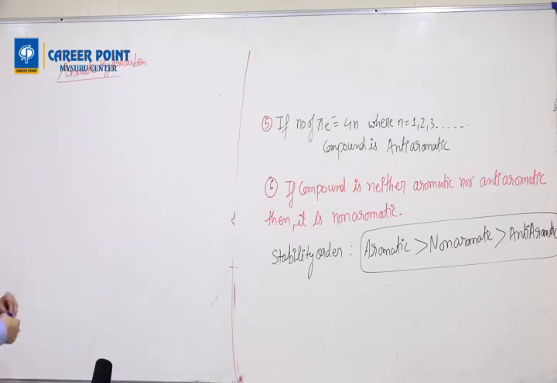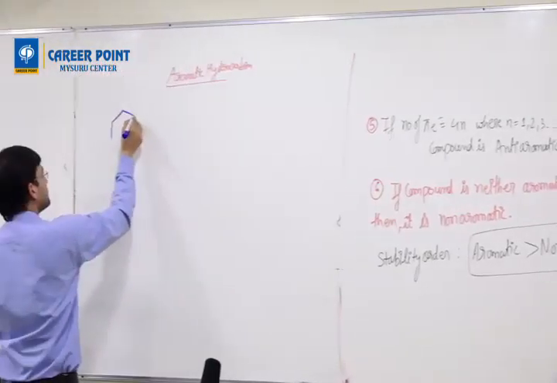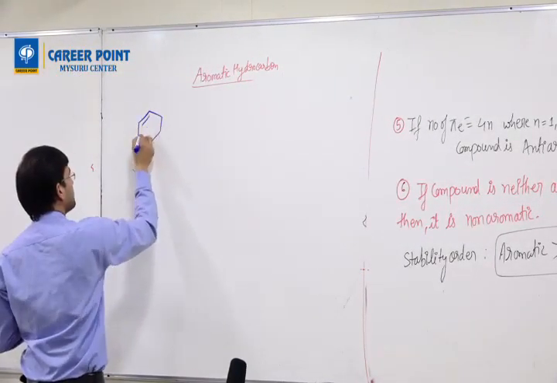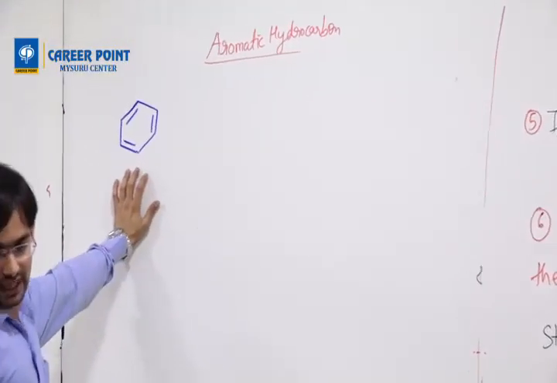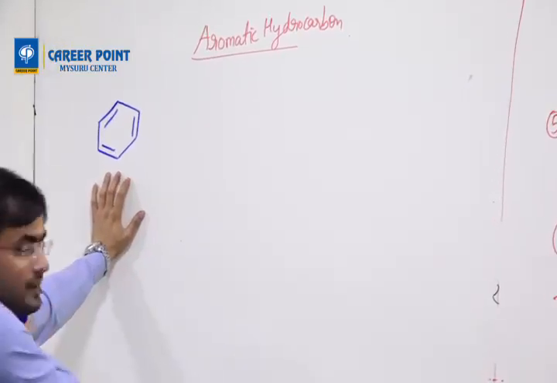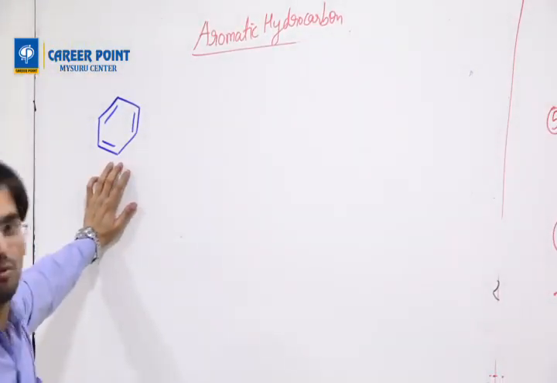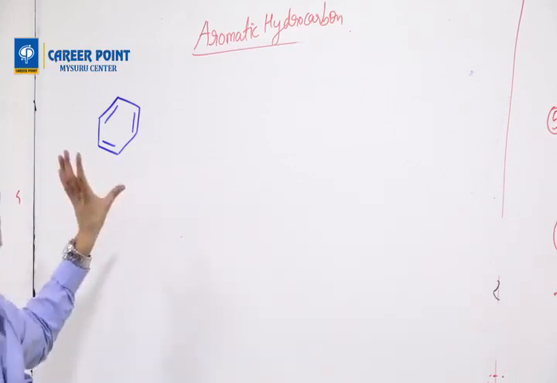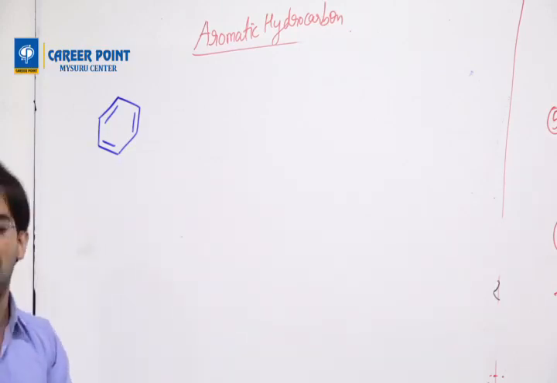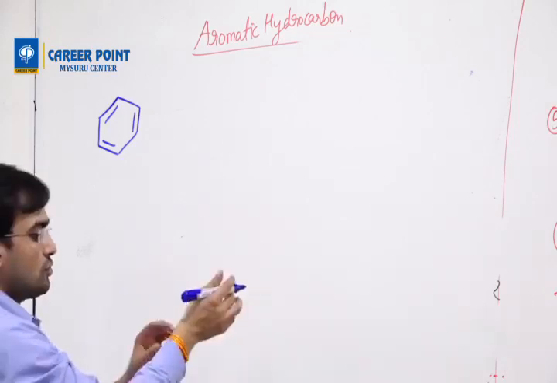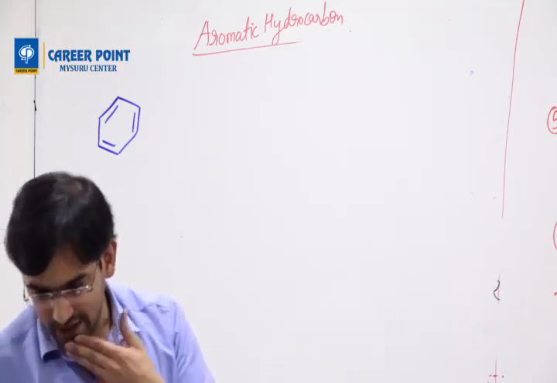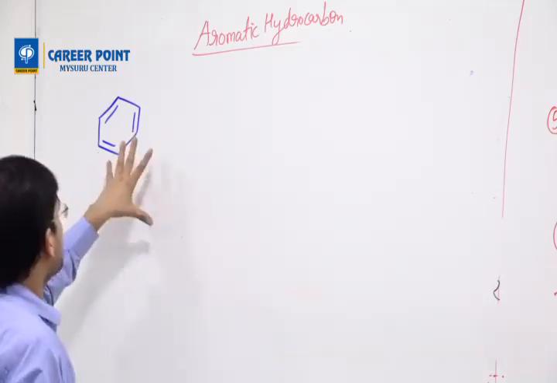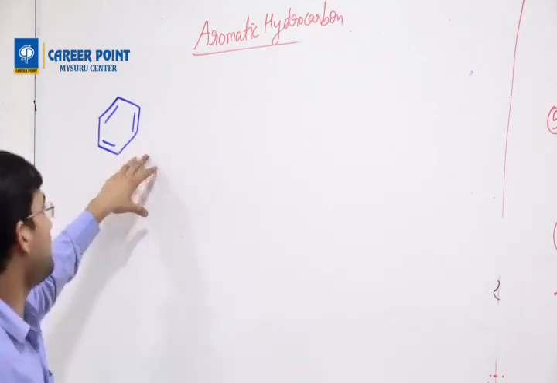Now the easiest compound you must have memorized till now is this one. You have understood that this is aromatic. This is the minimum possible aromatic compound you must have memorized. Now I will explain how it satisfies all of my rules. First rule: what is the difference between anti-aromatic and non-aromatic? I'll explain it. So the first rule was it must be cyclic.